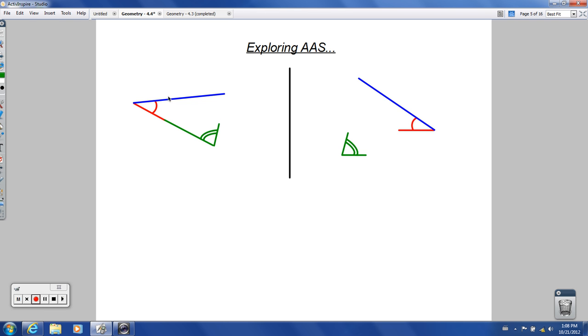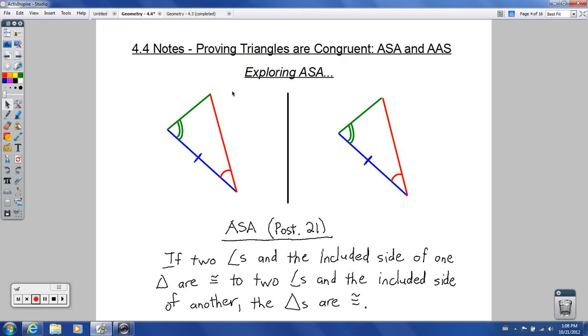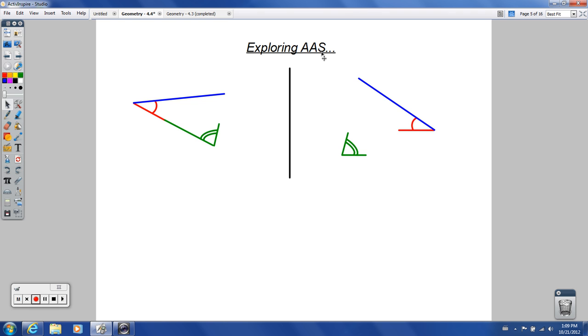And remember that this blue side cannot change length. I can change the green and the red sides. I can't change the green and the red angles that I've drawn, because that's my angle, and now a non-included side. Notice the difference between angle, angle, side and angle, side, angle. That's what I'm saying. Here it was the included side, the side between the two angles. Here I'm saying it's the non-included side.